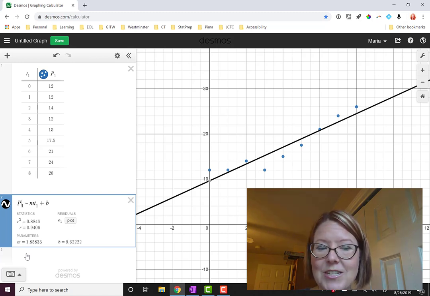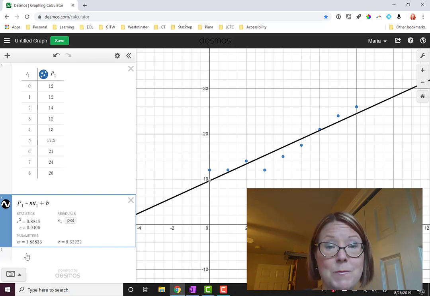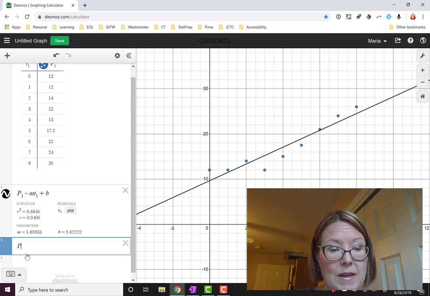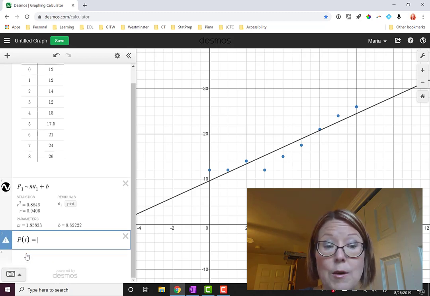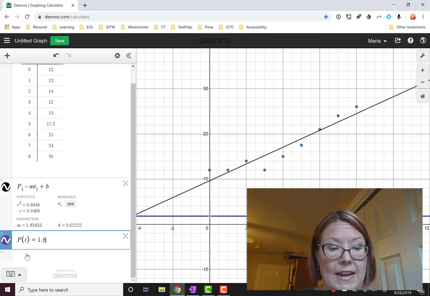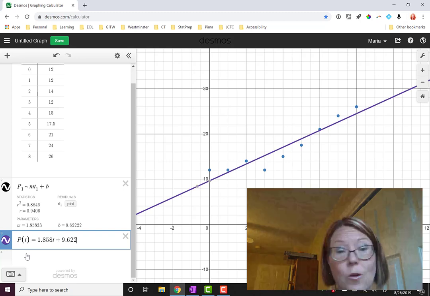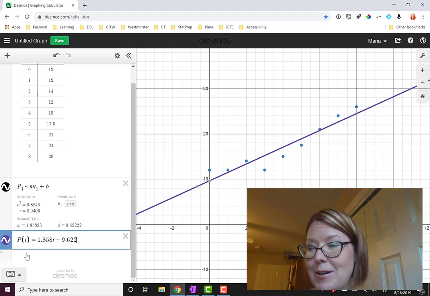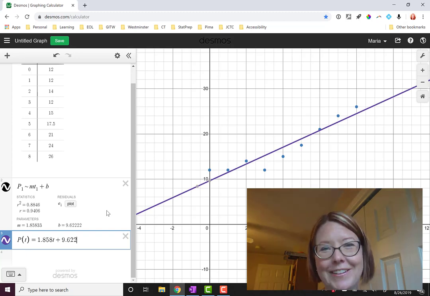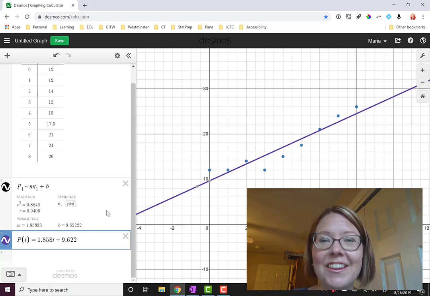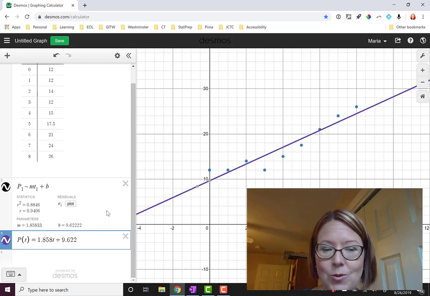Let's make sure we understand how to construct the model from this panel of data. It would be capital P of t equals mt, so that's 1.858, let's just round to three decimal places, t plus the value of b, 9.622. At this point, we found the linear regression model, and now we want to interpret the correlation coefficient, which is r, and the coefficient of determination, which is r squared.